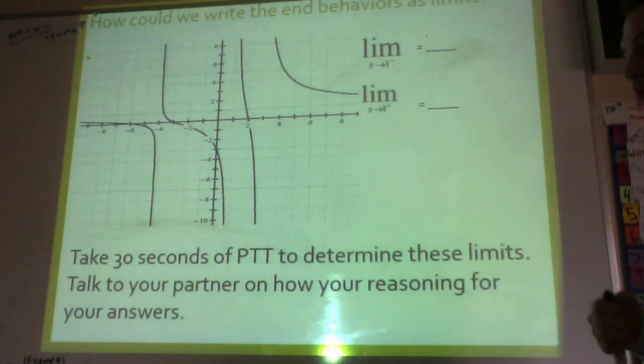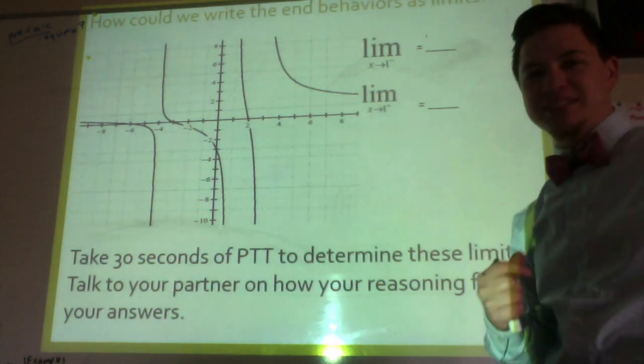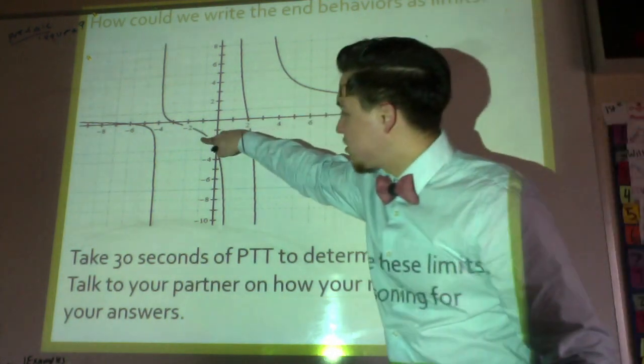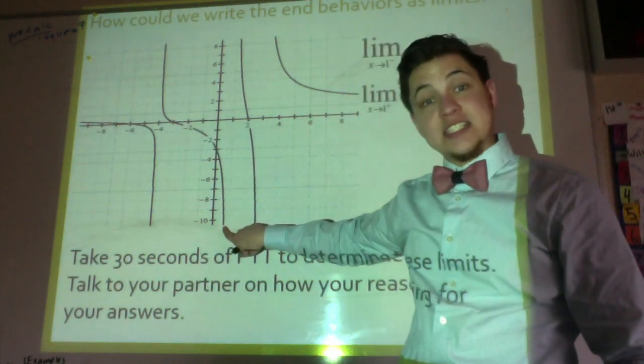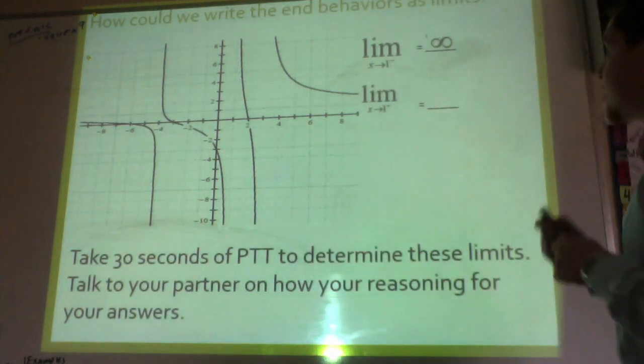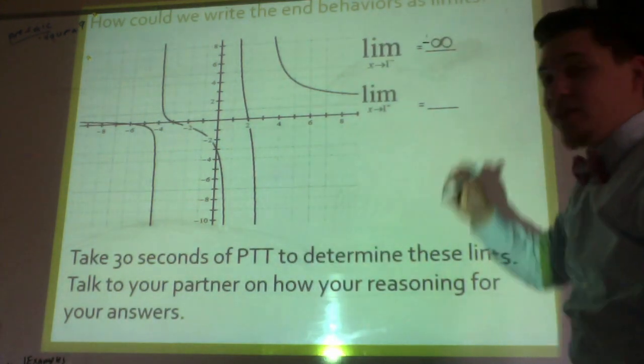Okay, so... Oh, there is a typo in this. Oh, man, I made a mistake, but that's okay. So limit as x approaches 1 from the left. Where's it going? If you're saying negative infinity, you are correct. This slide is not. It should say negative infinity.